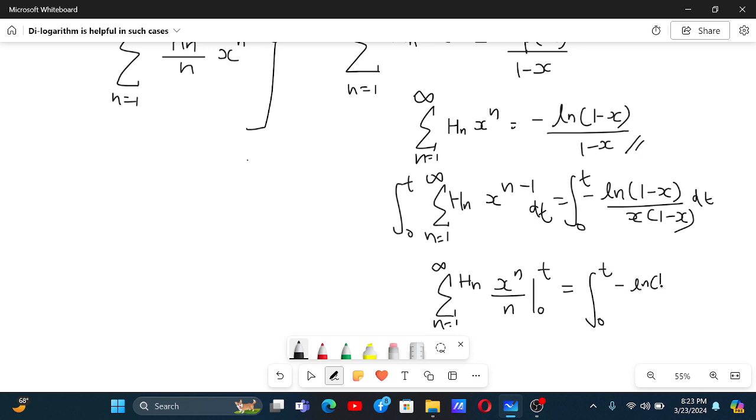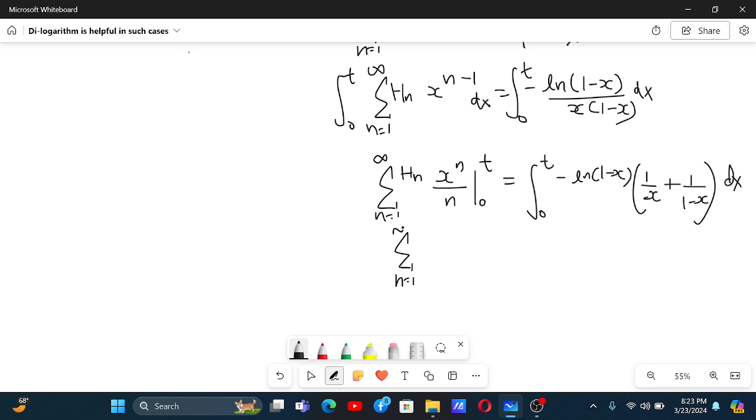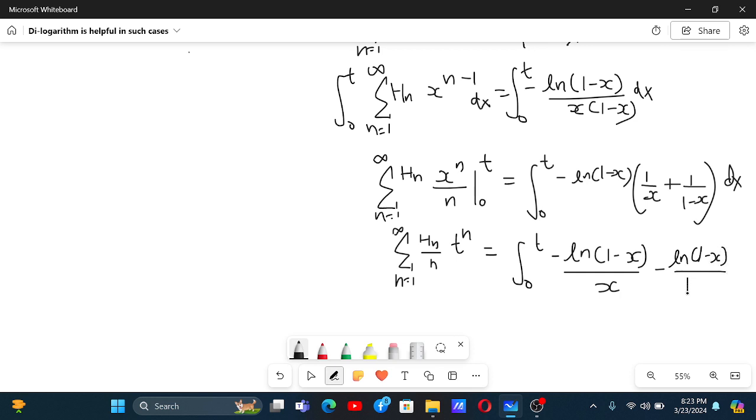Note that we can break this into partial fractions, basically 1 by x plus 1 by 1 minus x. This is not dt actually, this is dx, I'm sorry. Now this one is the sum from n equals 1 to infinity of H_n by n times t to the power n, and then minus 0, so that doesn't matter, let's not write that. And now this can be broken down into two expressions: minus ln of 1 minus x by x, minus ln of 1 minus x by 1 minus x.